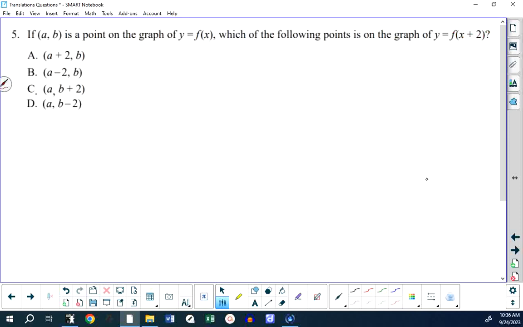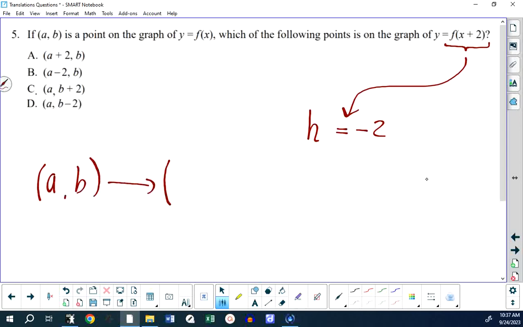Next, question 5. A comma b is a point on an original function and it's transformed into the new graph of y equals f of x plus 2. Well, listen, all that means is that since h is negative 2, and I'm going to go out on a limb here and say to you that everybody in this class by now ought to be able to know that when I see f of x plus 2, h is negative 2. What that means is every point is shifted 2 units to the left. And that means that if we start off with a comma b, a will become 2 less, but b will be the same. So the correct answer here will be b.